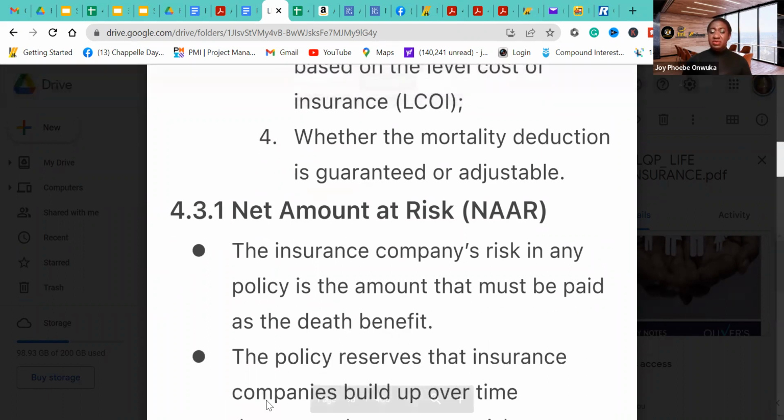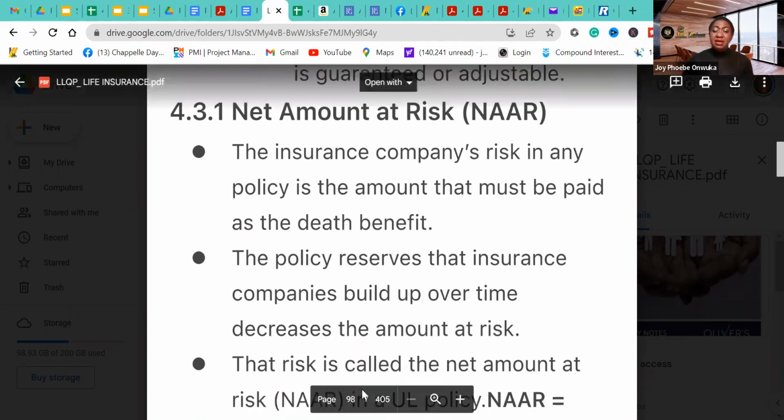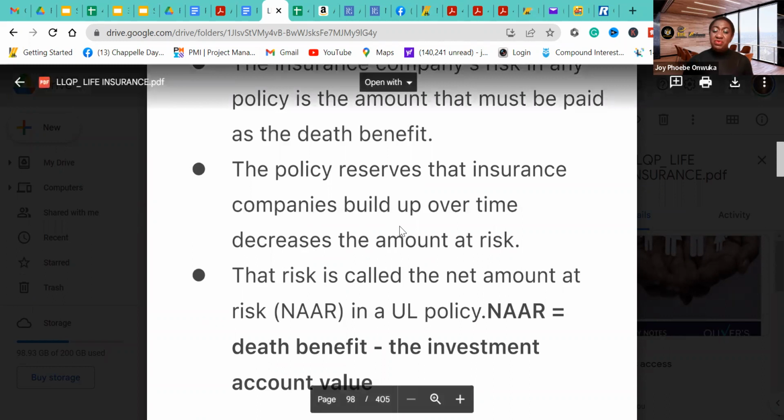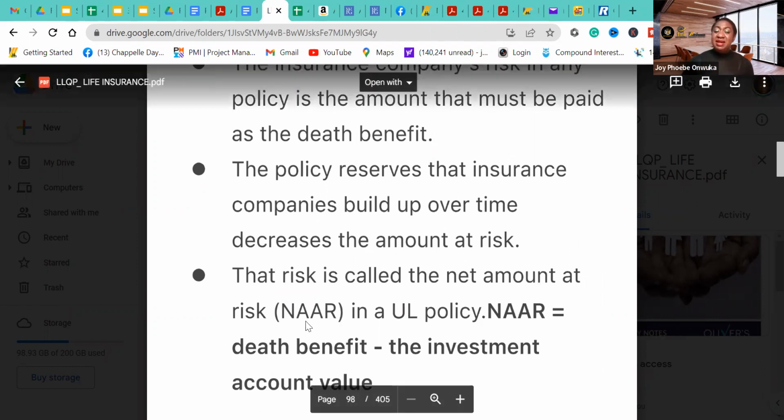All right, net amount at risk. Now, the insurance company's risk in any policy is the amount that must be paid as a death benefit. That is the risk. That is what the insurance company is concerned about. That's their own risk, okay? The policy reserves that the insurance company builds up over time decrease the amount at risk. This tells us that when the policy is new, the amount at risk is very high. But as the person continues to pay, the insurance company is building up reserves to a point where the amount at risk will be reduced drastically. And that risk is called the net amount at risk in a universal life policy.